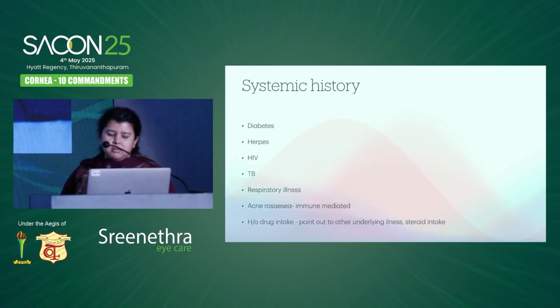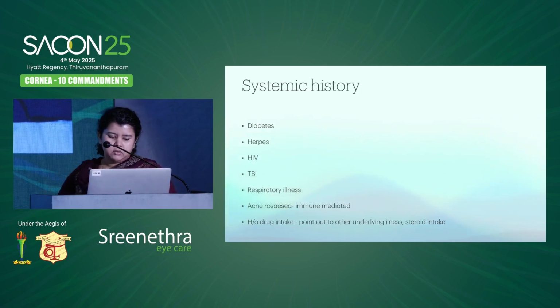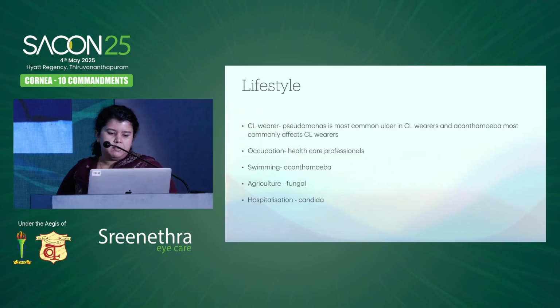Next, moving on to systemic history, ask for the history of diabetes, herpes, HIV, TB, respiratory illness, which may all point to an immunocompromised state. Ask for a history of acne rosacea, as it can cause immune-mediated keratitis, and ask for a history of drug intake, which can point to many underlying illnesses and steroid intake. When you ask the patient if they are diabetic or anything, they say no. But when you ask for the medication, they show all the antihyperglycemic medications and everything. So it's always better to ask for a drug intake history.